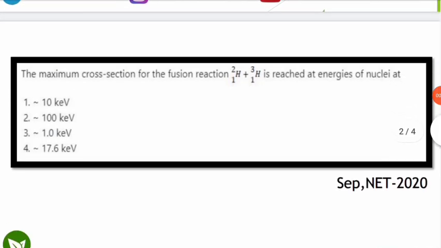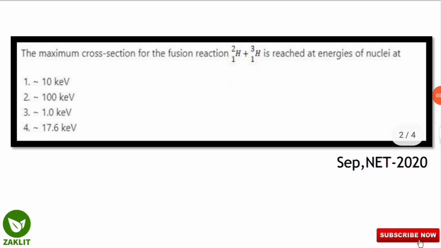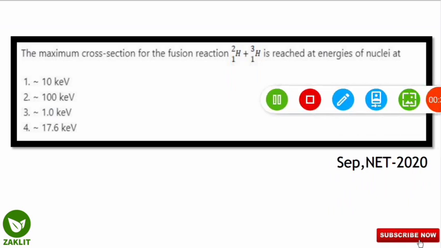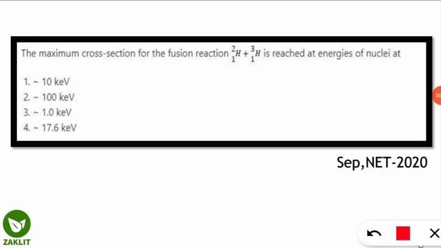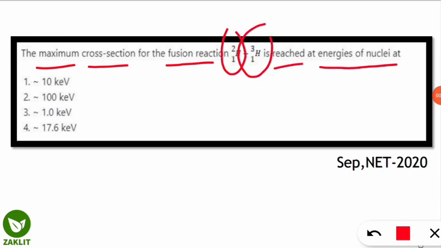So let's see what question came in the year 2020 examination of NET. The question will be asked like this and we'll learn the concepts one by one. The question was: the maximum cross section for the fusion reaction of deuterium and tritium is reached at energies of nuclei at what kilo electron volt?